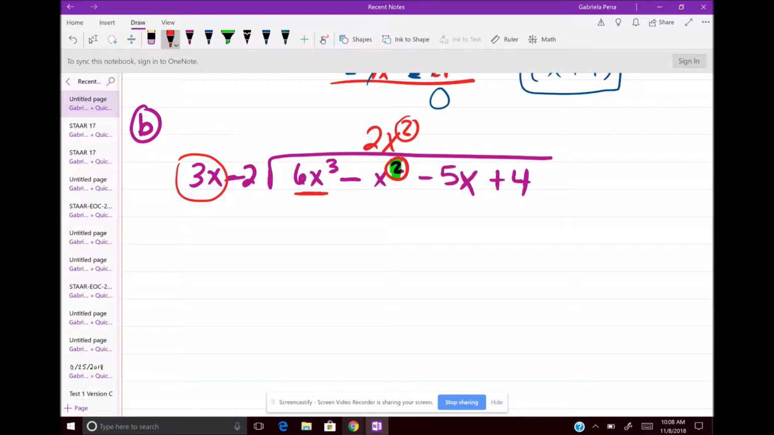So what is 2x squared times 3x? 6x cubed. What is 2x squared times a negative 2x?